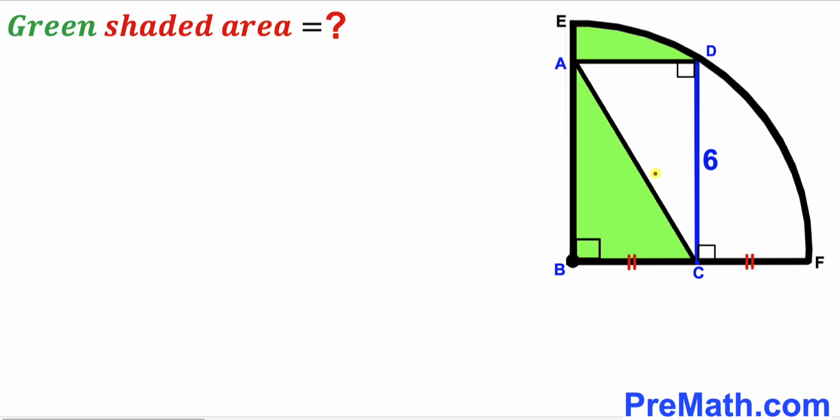Welcome to PreMath. In this video, we have got this rectangle ABCD along with this diagonal AC fully inscribed in a quarter circle with the center B, as you can see in this given diagram, such that this segment BC equal to this segment CF, and this side CD is 6 units. And now our task is to calculate the area of this green shaded region, this area and this area combined.